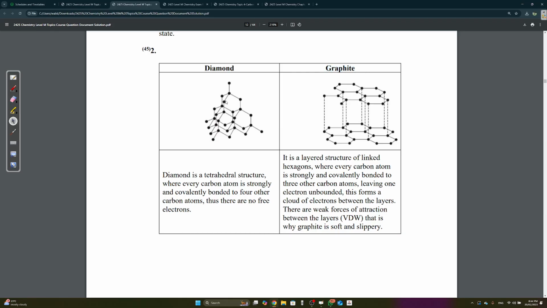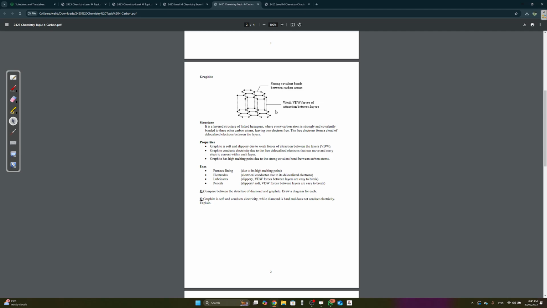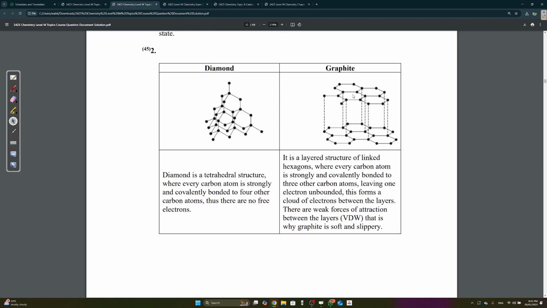You need to know each carbon in diamond is connected to 4. You need to know it's strong. In graphite, each carbon is connected to 3. And then each plate is bonded to another. What do they call them? Plates? They call it a layer. Yeah, each layer is connected to another layer by van der Waals.